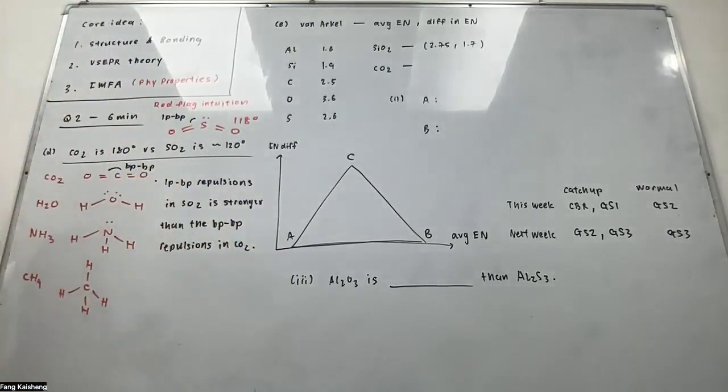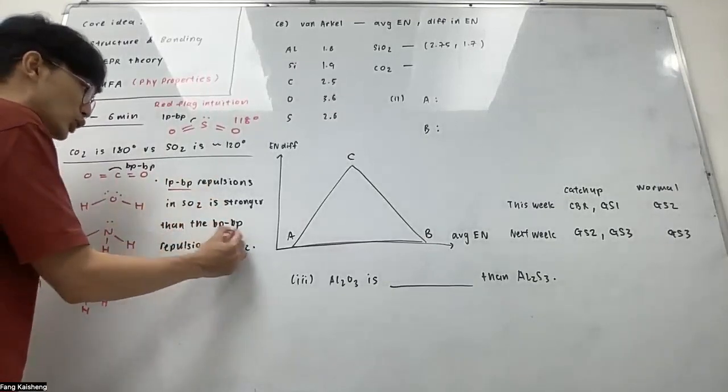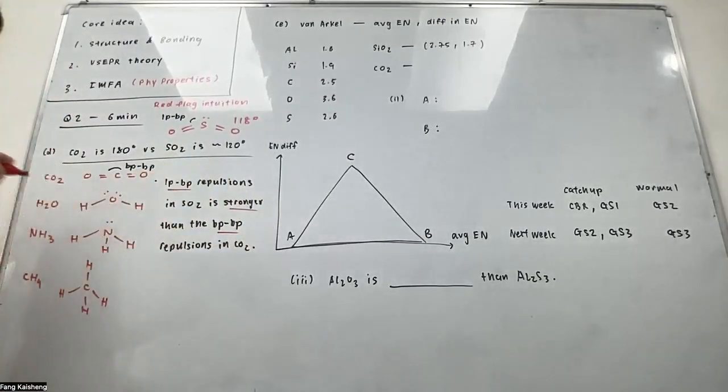And that's pretty much your 1 mark. Don't need to write too much really. 1 mark is really not worth your time to write too many things. So I say again, you just need to mention the repulsions and you compare the strength. That's it. That's your 1 mark.